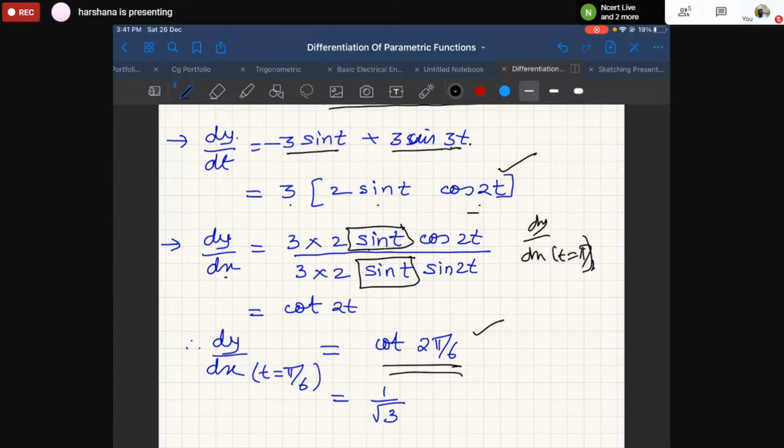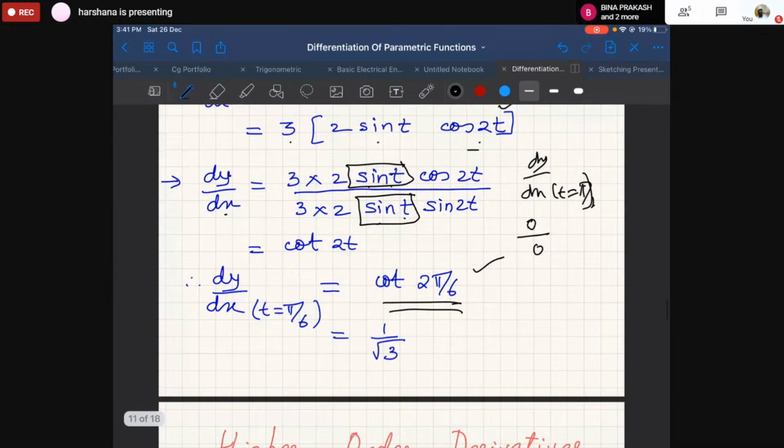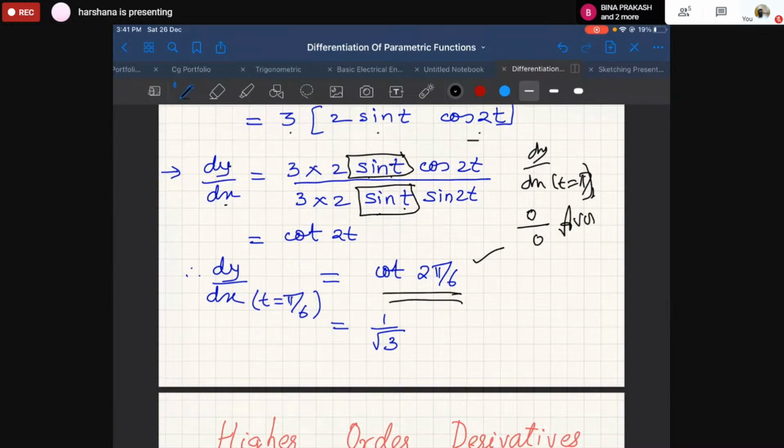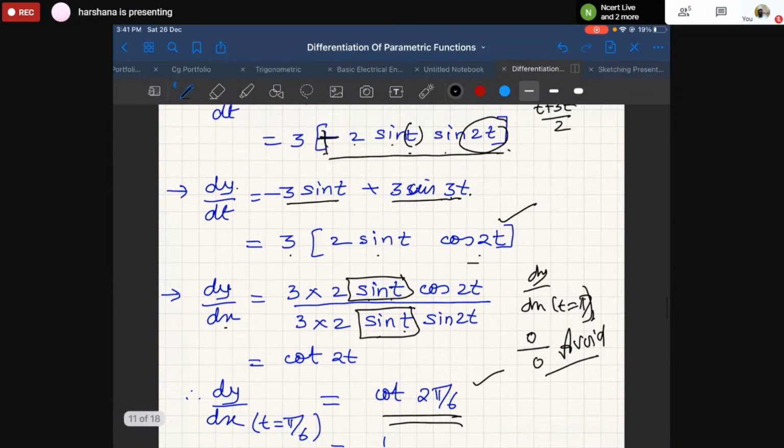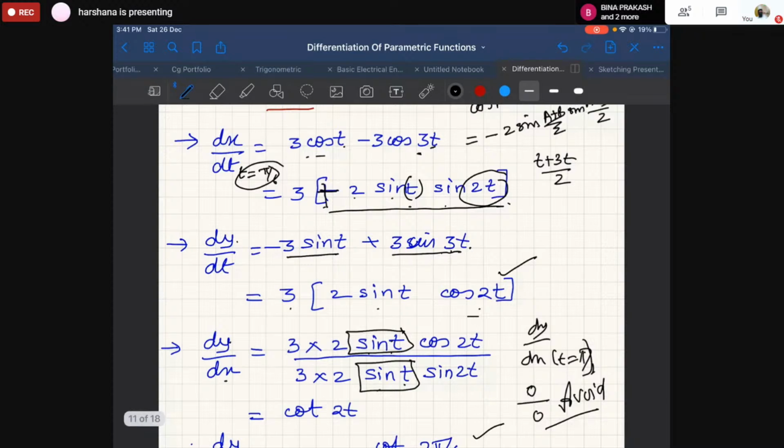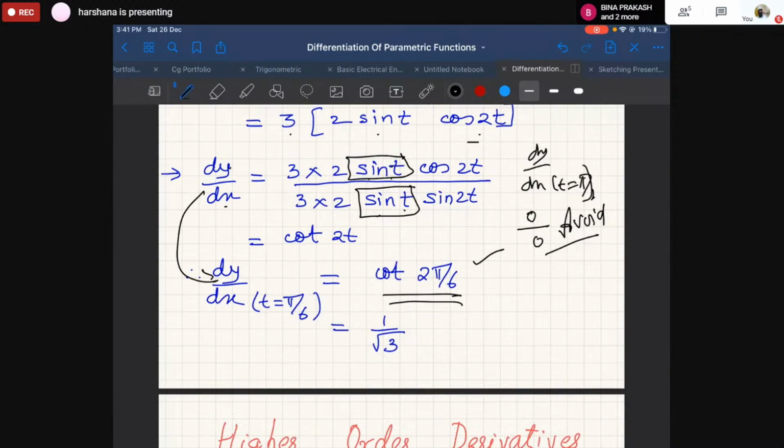In that case, won't sin pi be 0 and sin pi be 0? That is again, won't it take the form 0 on 0? So to avoid this, that is the reason why I say avoid this form, because that's very important to see. We do not substitute the value of t here. I have not written t equal to pi on 6, this is the wrong way of writing.